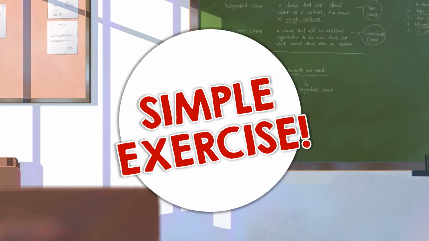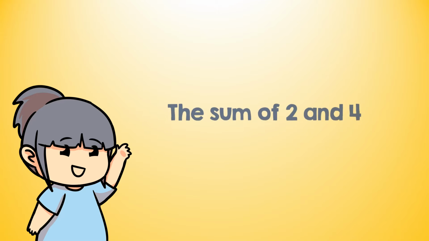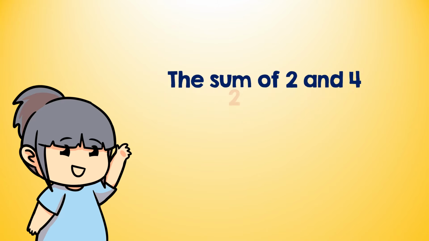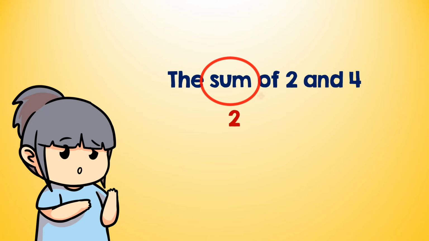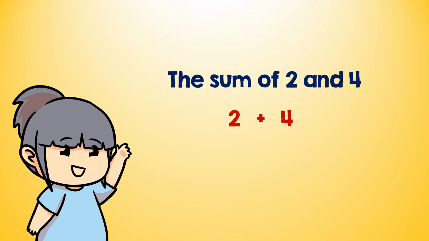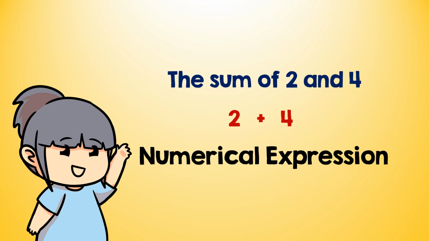We are going to convert these English phrases and sentences to mathematical ones. We have the sum of 2 and 4. We write here 2. Then the word sum represents plus, or the operation of addition. Then we write here 4. So we'll have 2 plus 4. This is an example of a numerical expression.